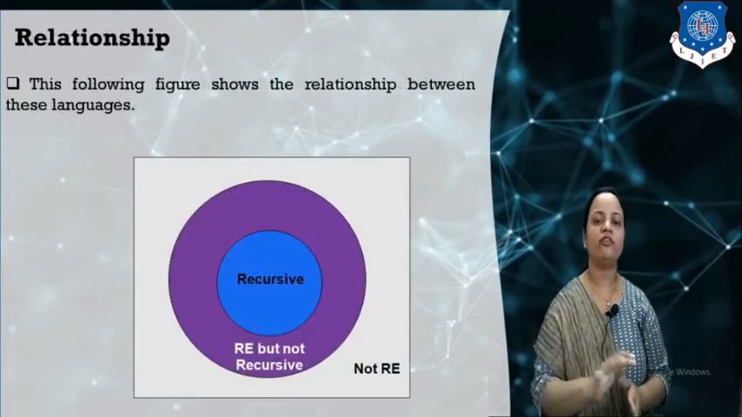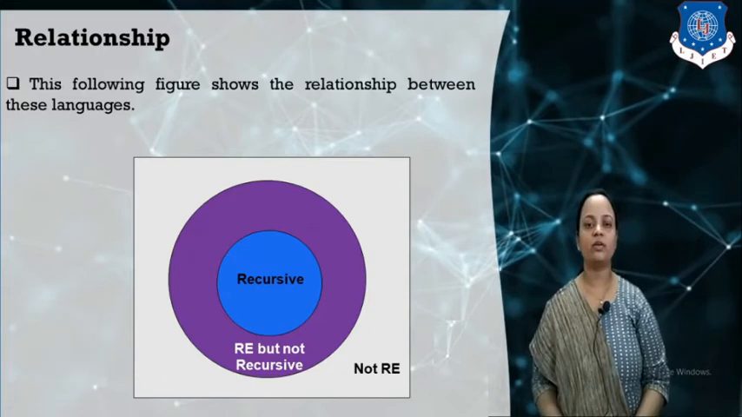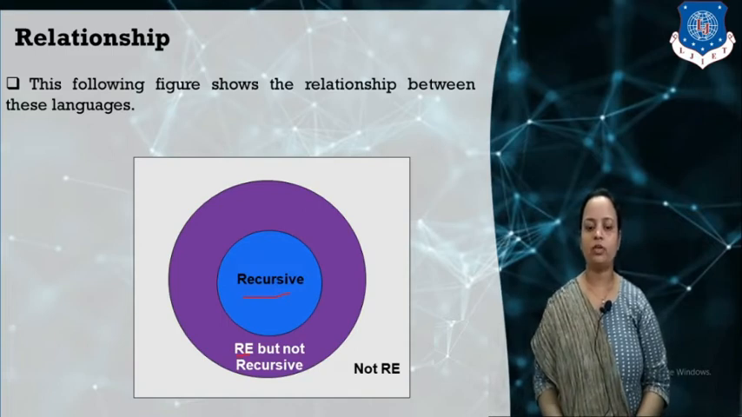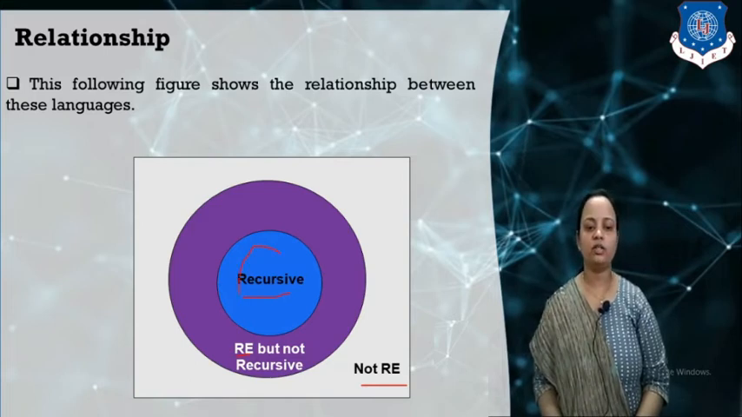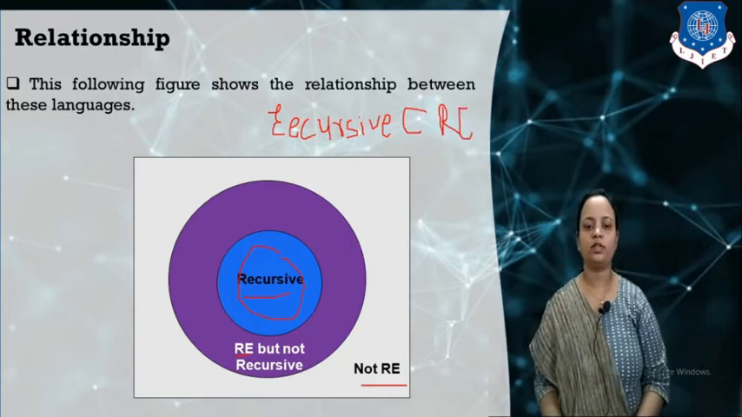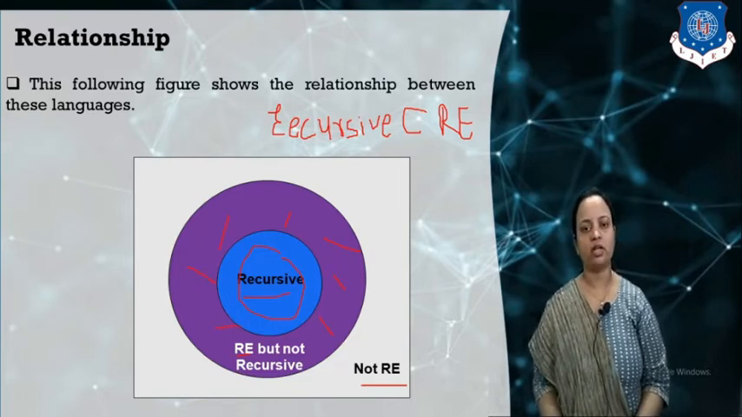Here I have defined the relationship between these three classes of languages. This figure shows the relationship between recursive languages, recursively enumerable languages, and the outer portion, which is not recursively enumerable languages. Here you can see that recursive is always a subset of recursively enumerable languages. This highlighted portion shows the part of the recursively enumerable languages which is not recursive.